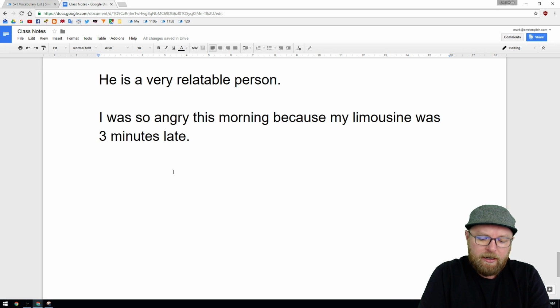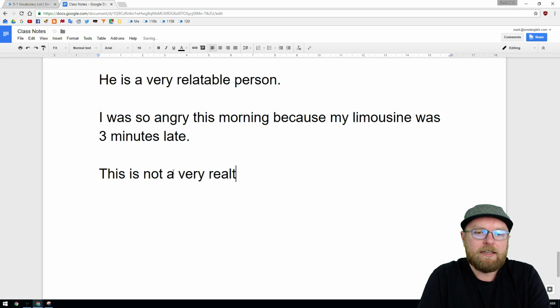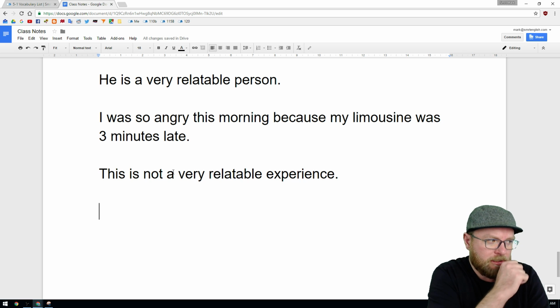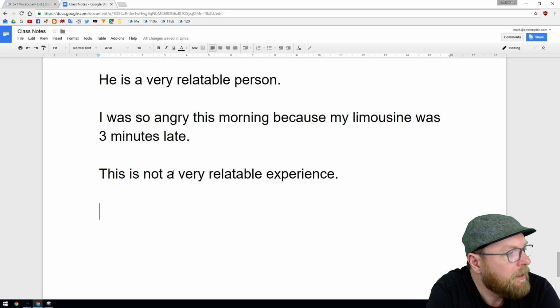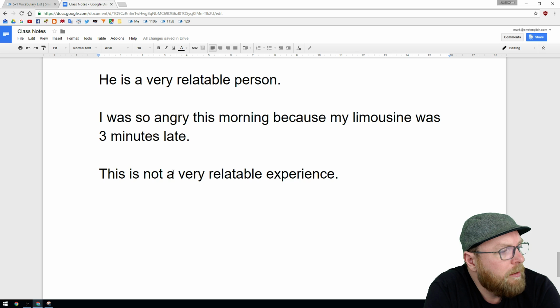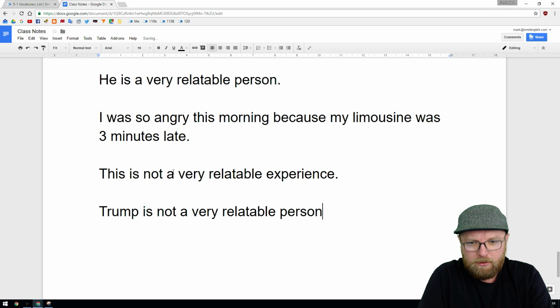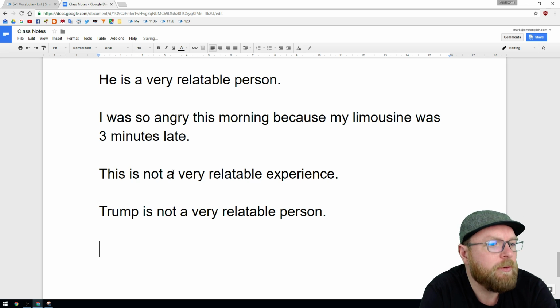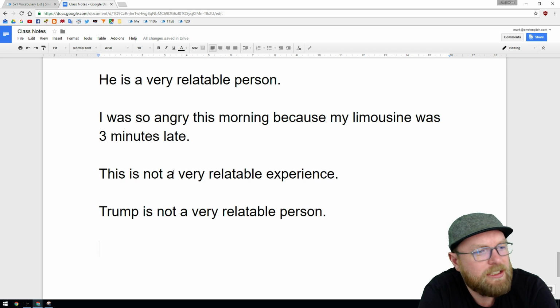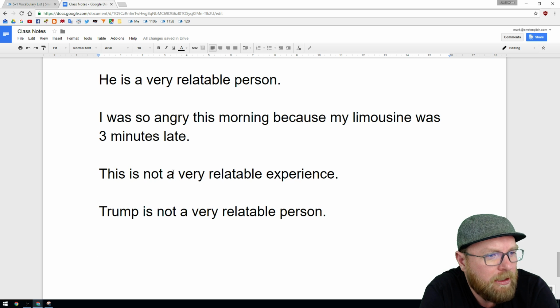So this is not a very relatable experience. Or, Trump is not a very relatable person. Okay, when Trump was 18 years old, his father gave him $1 million.